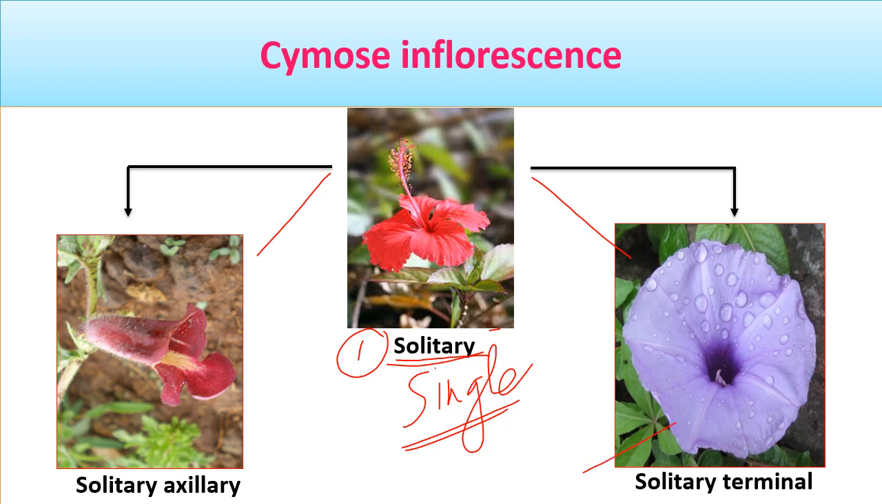Now what is solitary axillary? If you look here, this is the branch, this is the main stem, this is the axil of the leaf, and actually the flower originates at the axil of the leaf. Hence it is called solitary axillary. If you look here, it is at the tip, meaning its position is terminal. It is terminal in position, and hence this is solitary terminal.